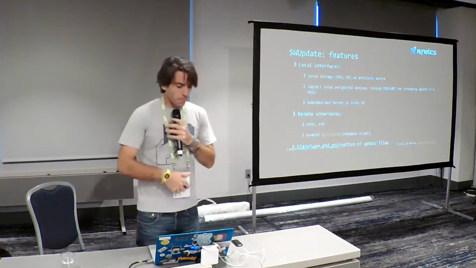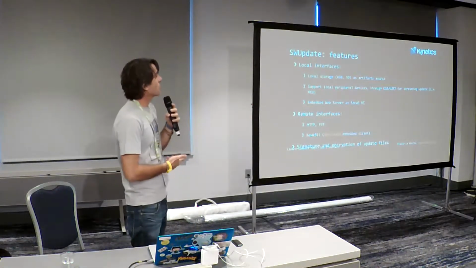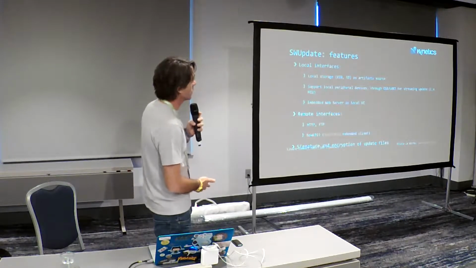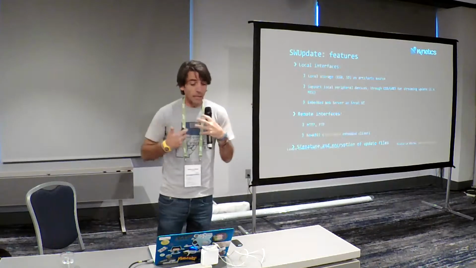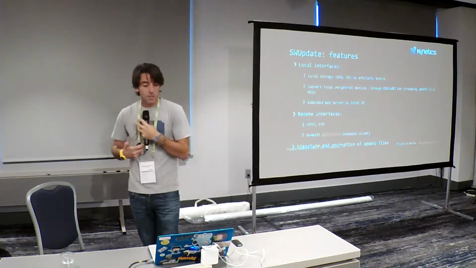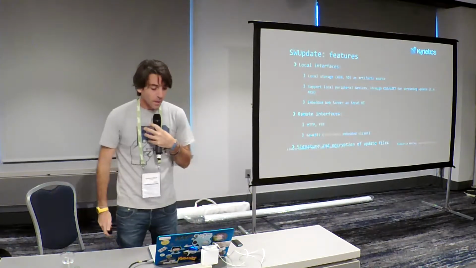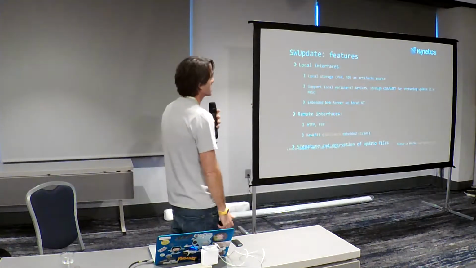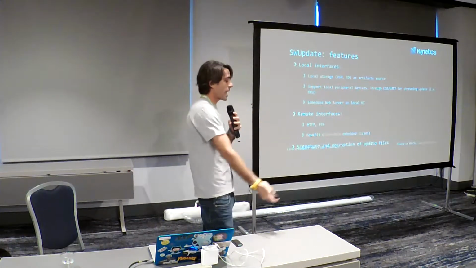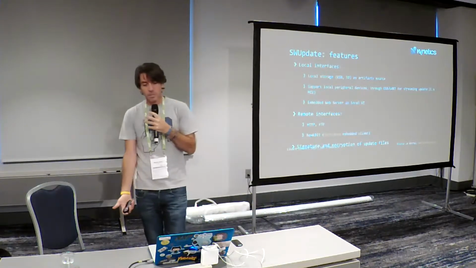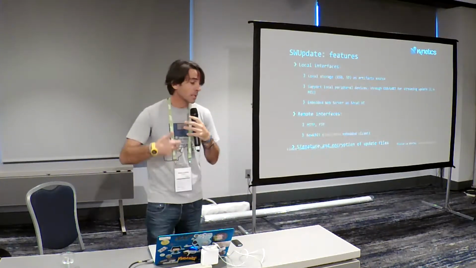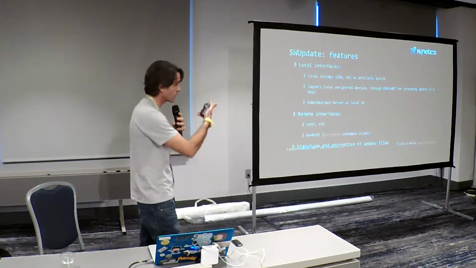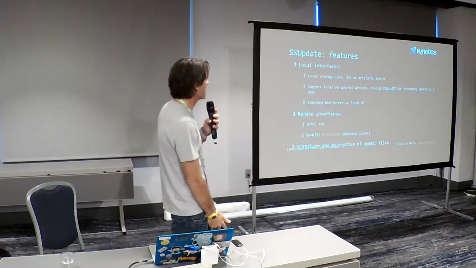So, main features of software update, right? It supports local storage, if you want to load artifacts, so the SWU file. It supports local peripheral devices. So for example, if you want to flash some binary code on an MCU, what you can do is stream the update from the application processor to the MCU using the UART or USB communication.